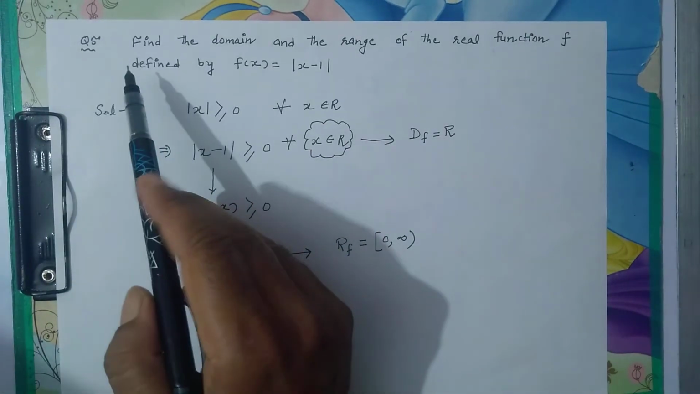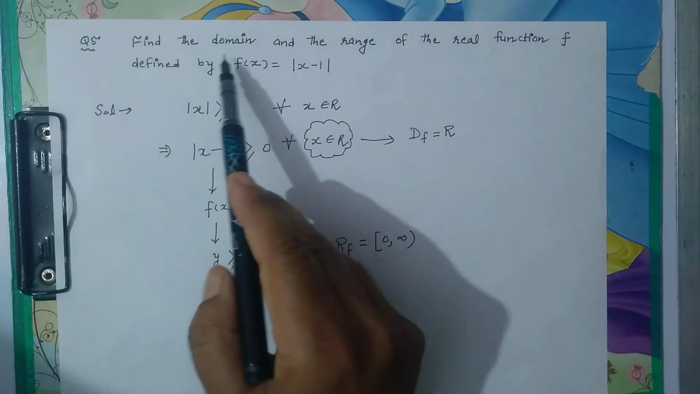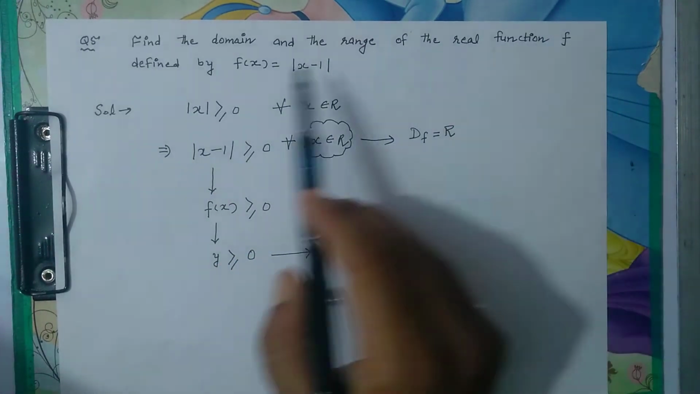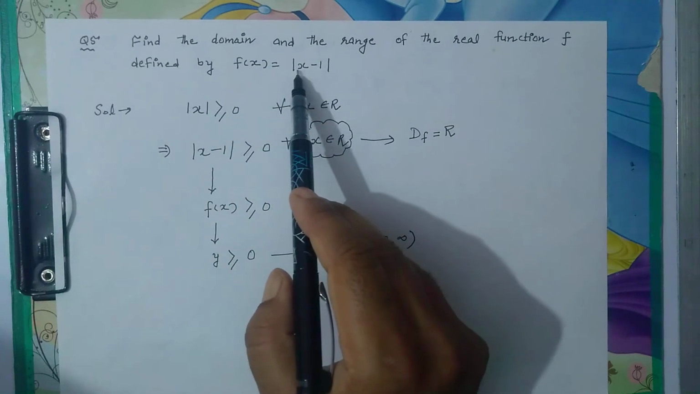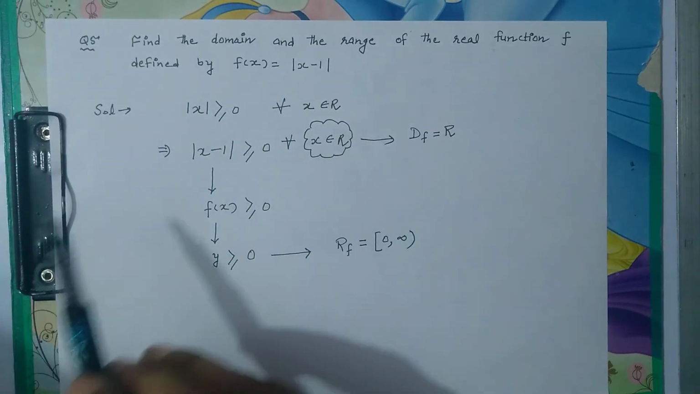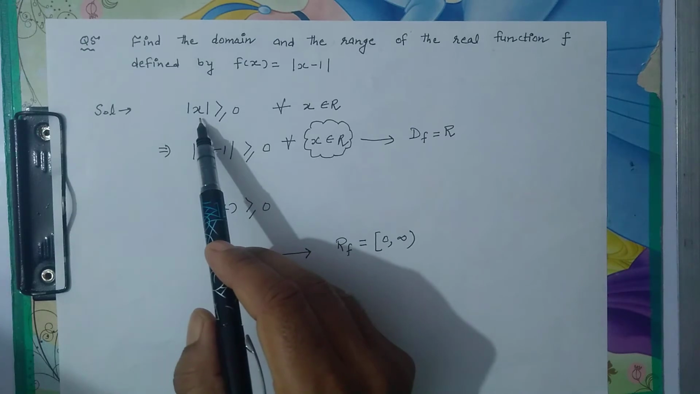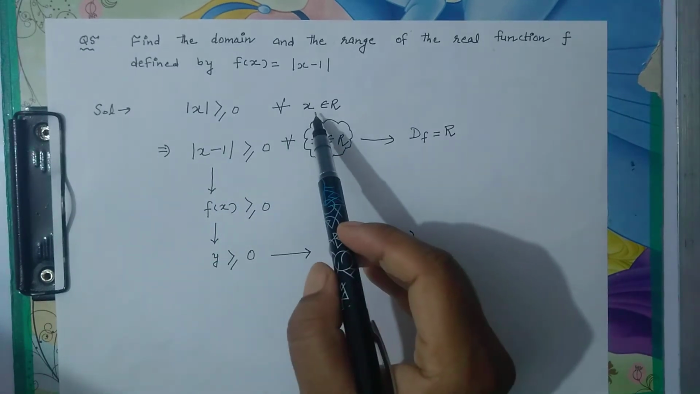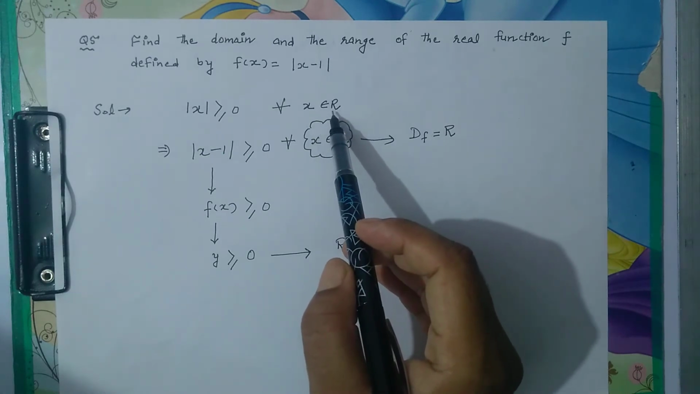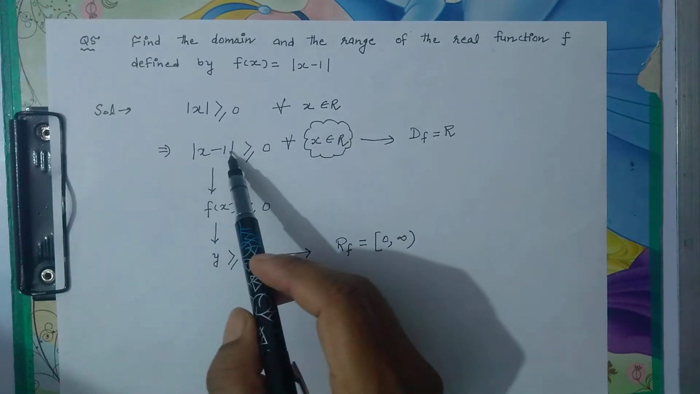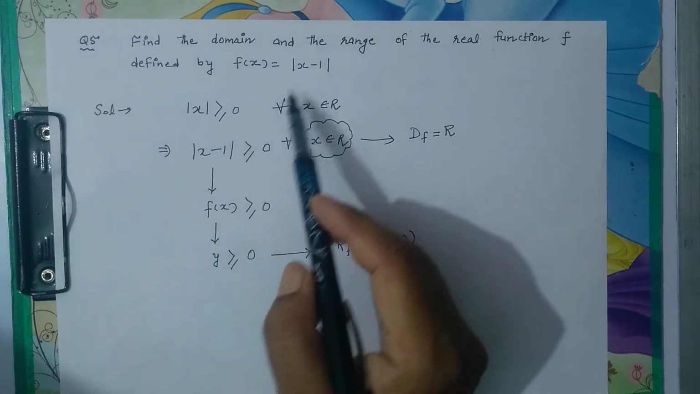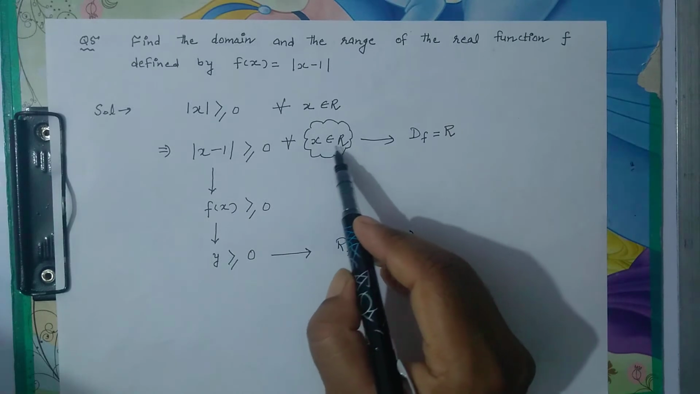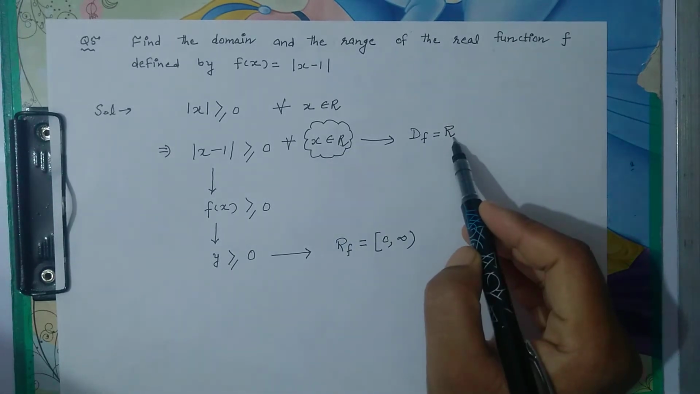Similarly, we have question number 5. Find the domain and the range of the real function f defined by f of x is equal to mod of x minus 1. Here, because we know that mod of x is greater than or equal to 0 for every x belonging to real numbers, therefore mod of x minus 1 is also greater than or equal to 0. So domain of the function is R.